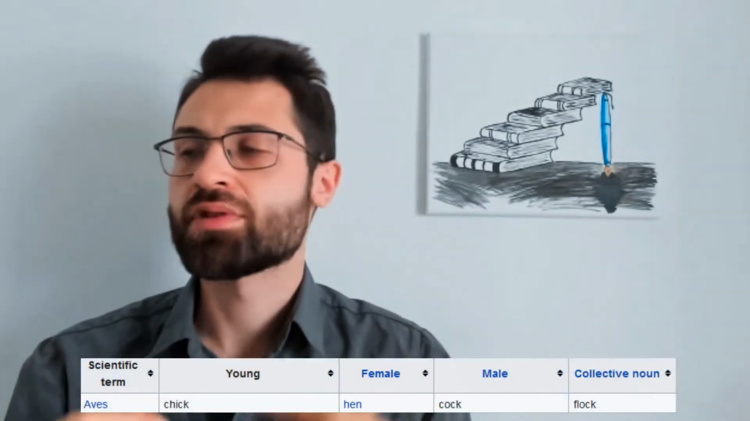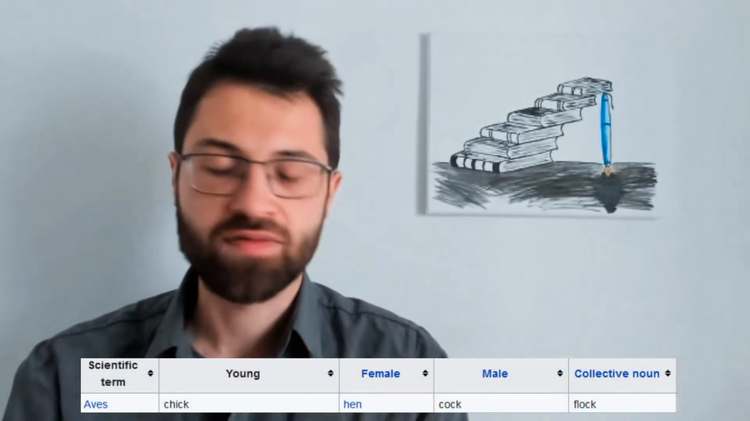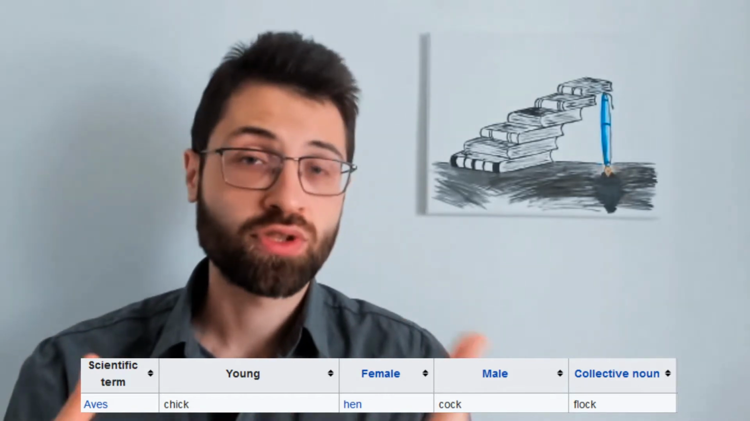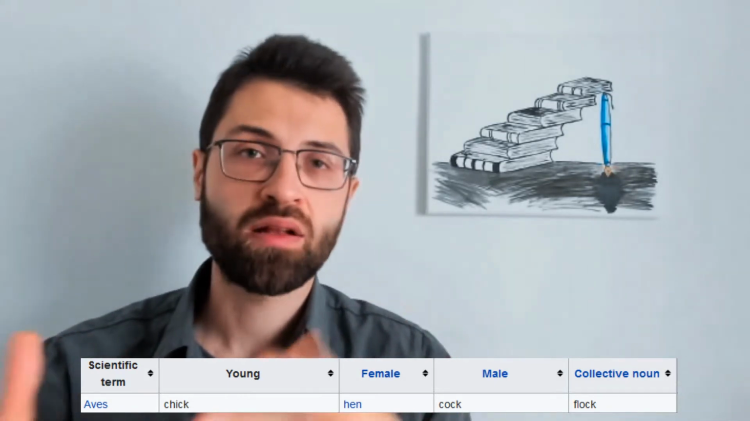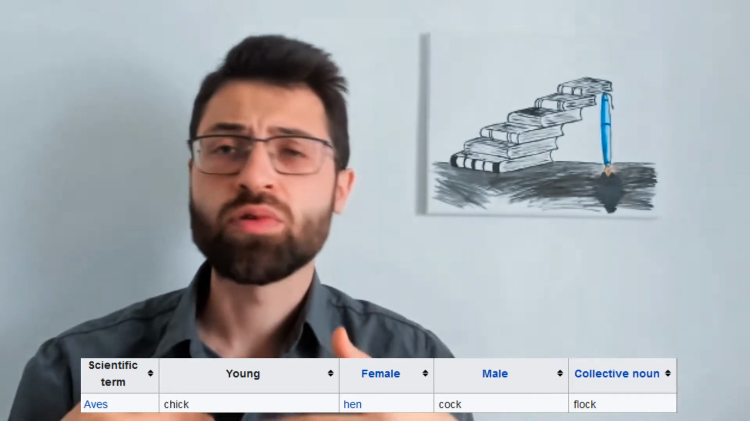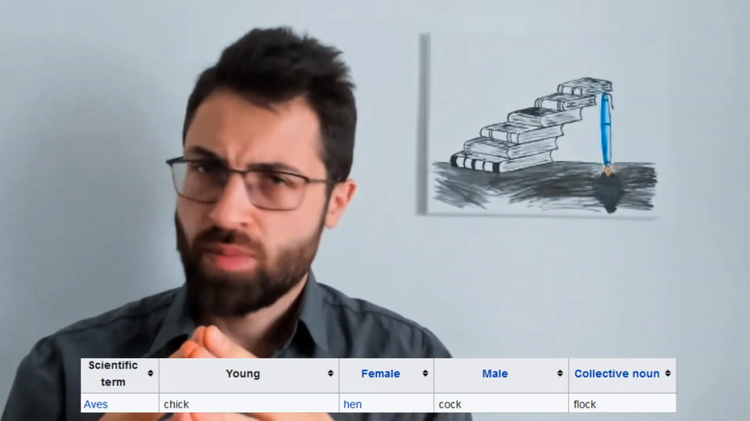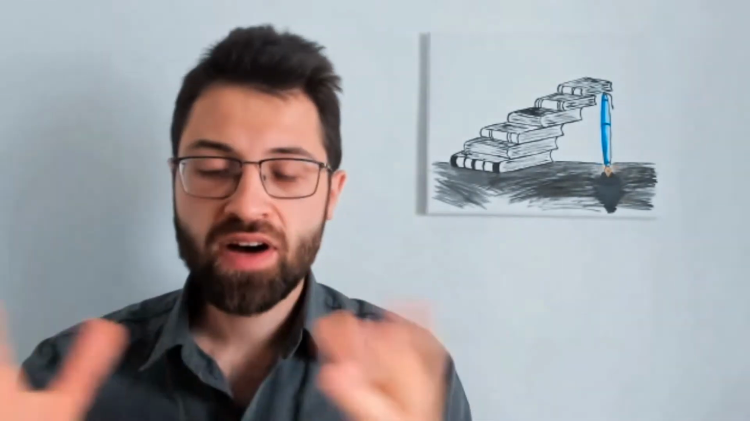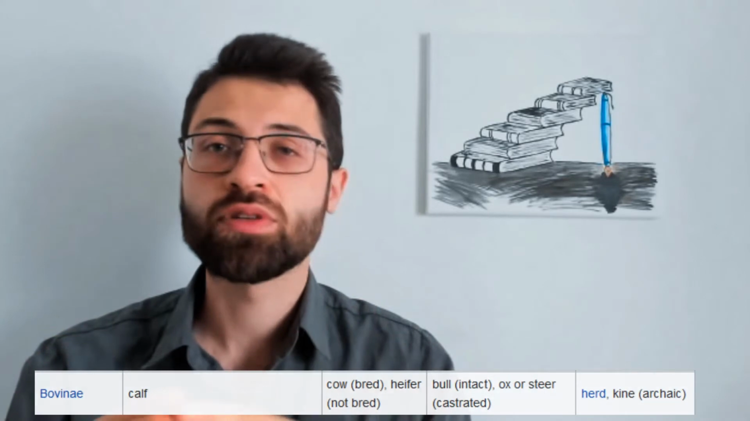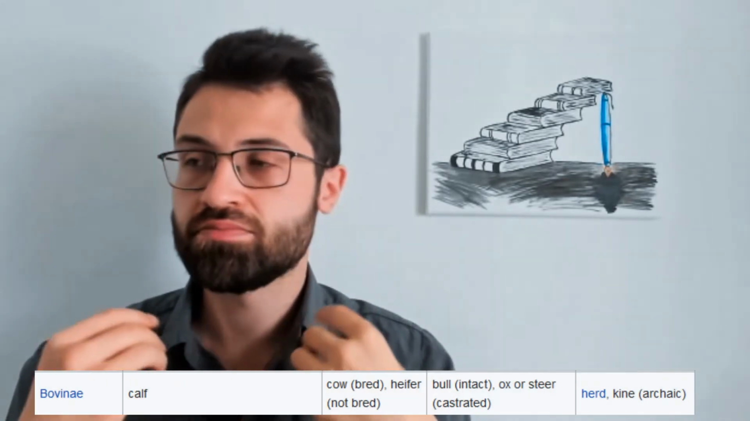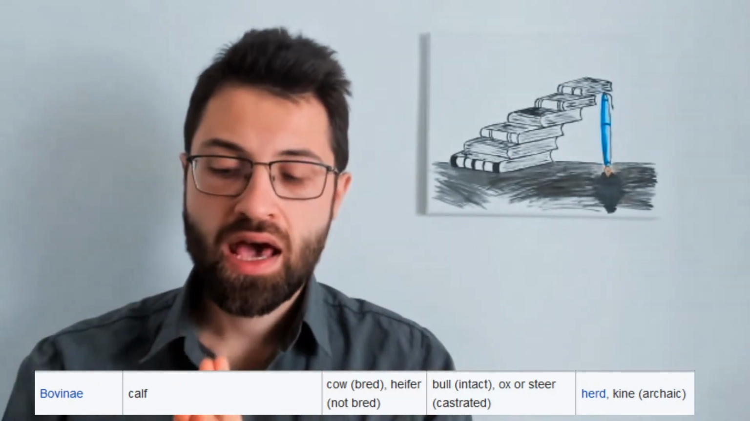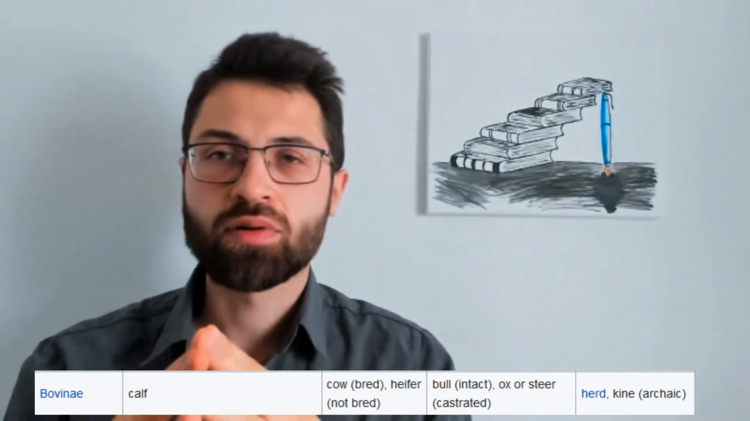Now, for birds, for instance, you have a flock of birds, right? You have the flock of chicken or flock of swallows and whatnot, and you would have also the differentiation between female and male. So you would have hens, and then you would have cocks. So many jokes, so little time, so let's move on with the examples. For bovine, you would have the herd, right? You would have cows and bulls, and also cattle in general, that is the herd. Packs of dogs, you already know that.